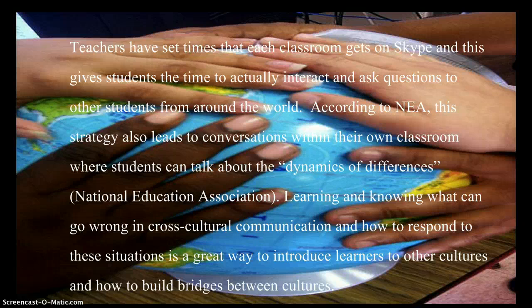Like I've said before, according to the NEA, this strategy also allows for conversations within their own classrooms about the differences in dynamics throughout cultures. And that's the dynamics of differences. So we are not only learning, but we're also finding out how to make that bridge about cross-cultural communications and to fix any problems that might happen while we're having these interactions.